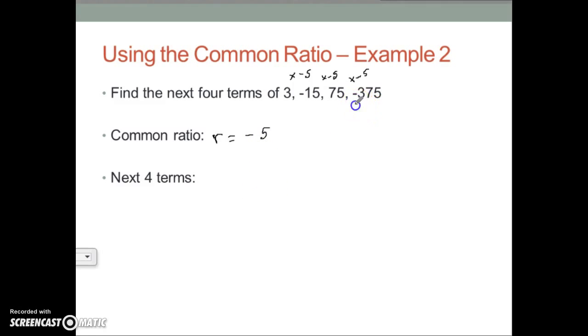So our next 4 terms, if we start with this -375, and we multiply by a -5, since it's 2 negatives, my next term should be positive. And we end up with 1,875 for our next term. We want 4 additional terms. So we're going to multiply that by our common ratio of -5.